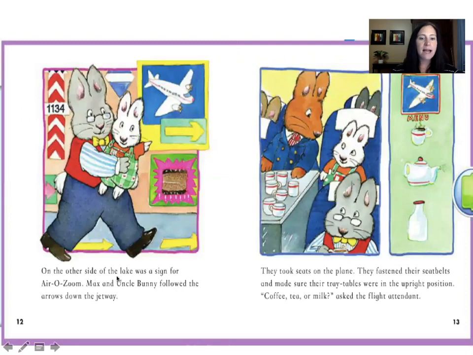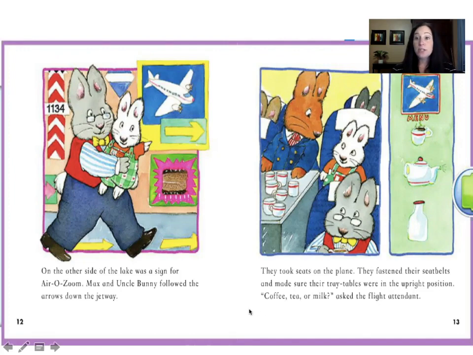On the other side of the lake was a sign for Arrow Zoom. Max and Uncle Bunny followed the arrows down the jetway. They took seats on the plane. They fastened their seatbelts and made sure their tray tables were in the upright position. Coffee, tea, or milk? Asked the flight attendant.